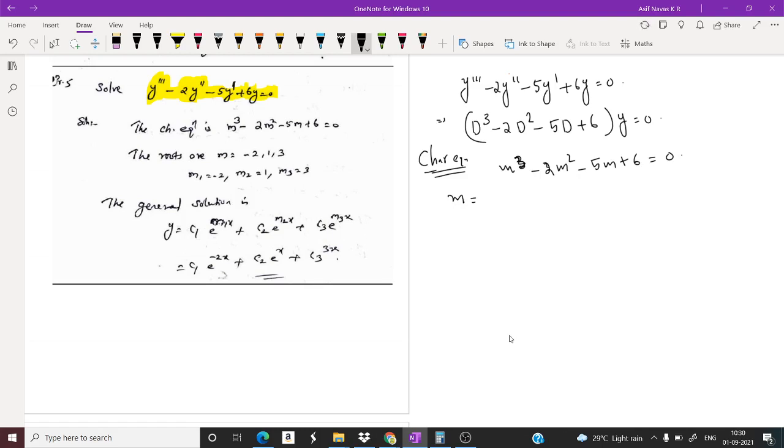I think the roots are 1, 3, minus 2. All are real and distinct. So the general solution you can easily write: y equal to C1 e raised to x plus C2 e raised to 3x plus C3 e raised to minus 2x. If there is a conjugate pair or a repeated root, then we use a different formula. Here they are not complex.